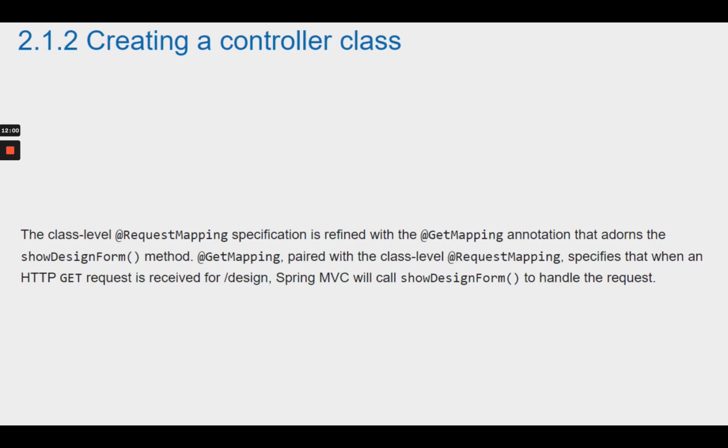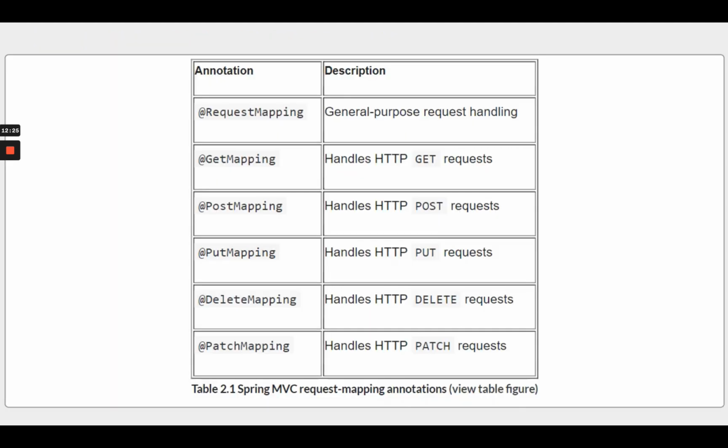Handling a GET request. The class-level @RequestMapping specification is refined with the @GetMapping annotation that adorns the showDesignForm() method. @GetMapping, paired with the class-level @RequestMapping, specifies that when an HTTP GET request is received for /design, Spring MVC will call showDesignForm() to handle the request. @GetMapping is just one member of a family of request mapping annotations. Table 2.1 lists all of the request mapping annotations available in Spring MVC.